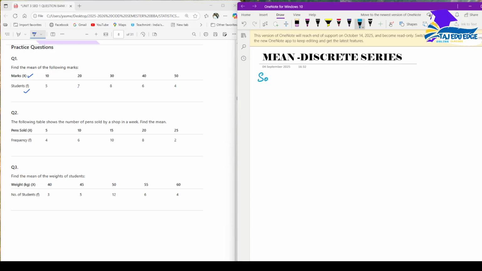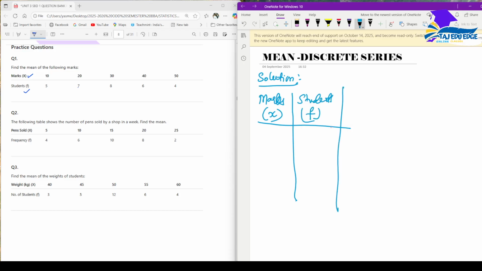Solution. First, we need to write down the marks, and that is marks is x, small x. Okay, next we need to write down the students, that is f. F means frequency. Marks are observations here. So now we need to have one more column. I will tell you later what that is.